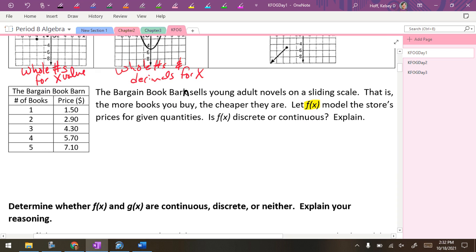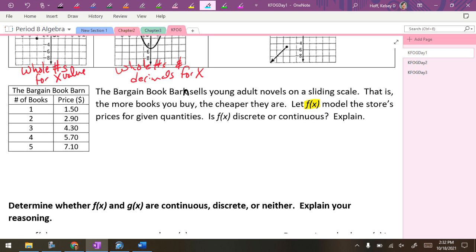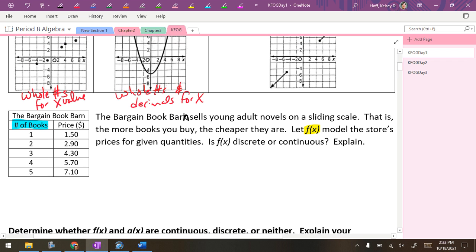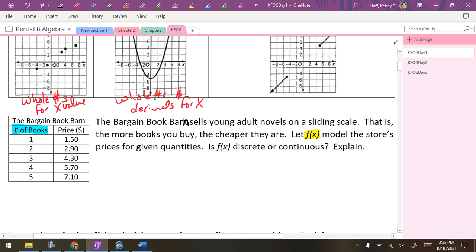So in the Bargain Book Barn, what is the label on my x value? Your number of books. So we ask ourselves, discrete means we can only have whole numbers for our x value. Continuous means we could have decimals or whole numbers. Is the Bargain Book Barn discrete or continuous? Why? What does x stand for? Number of books.